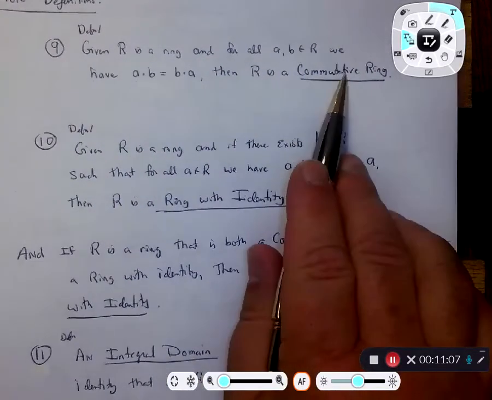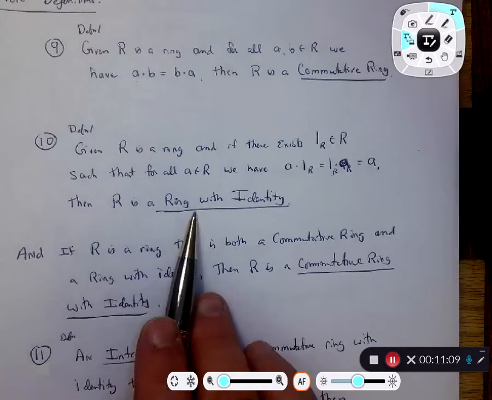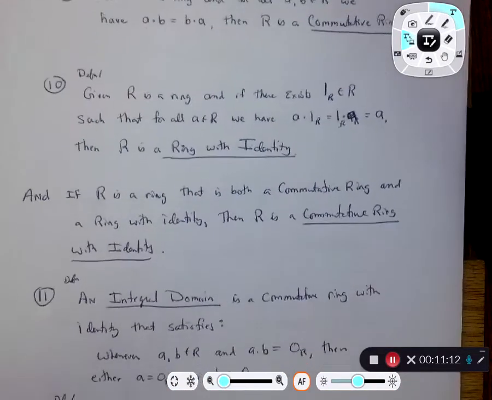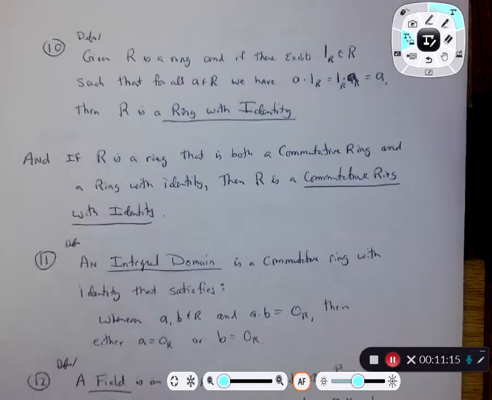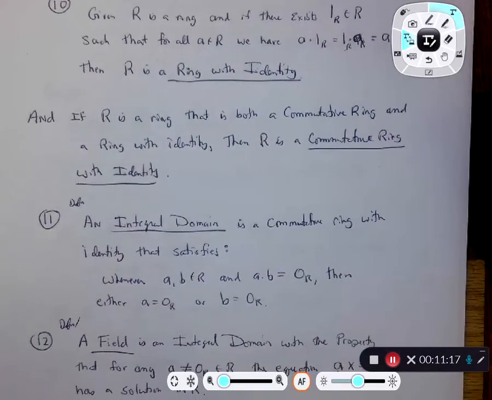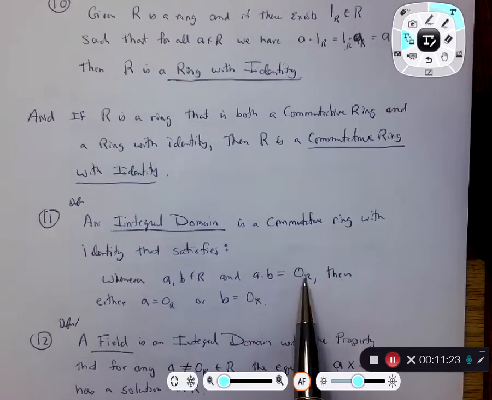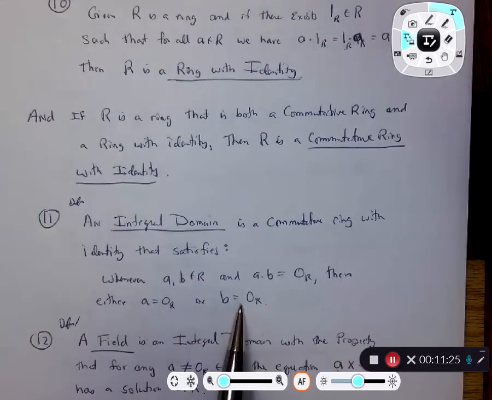And then from the commutative ring, you could have a different kind of ring called a ring with identity. If they have both of these two properties, then you have a commutative ring with identity. And then if you have the property that you don't have zero divisors, anytime two elements A and B in R, that the product A times B equals 0, then either the first guy is equal to 0 or the second guy is equal to 0. That's called an integral domain.